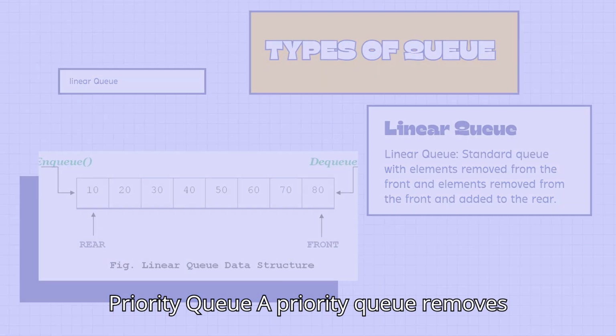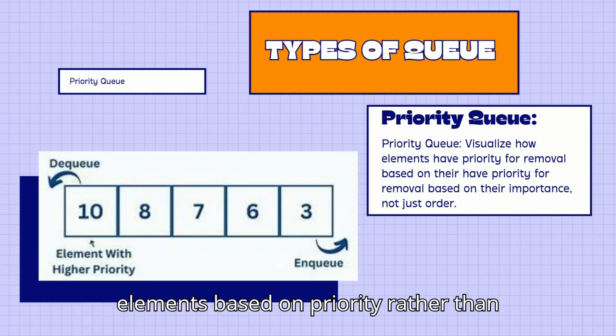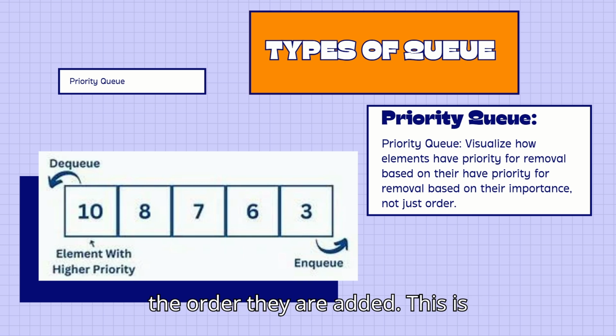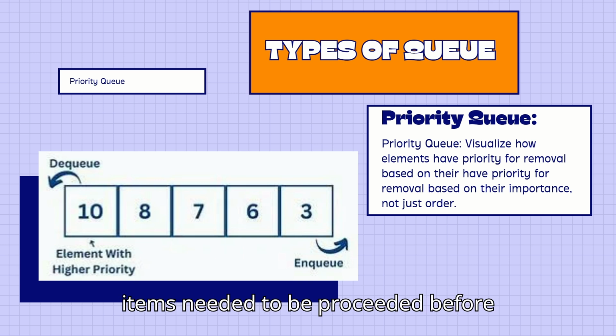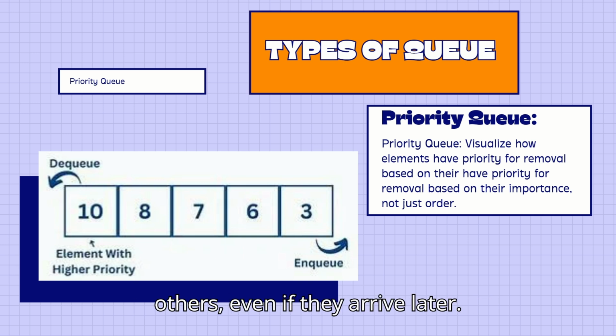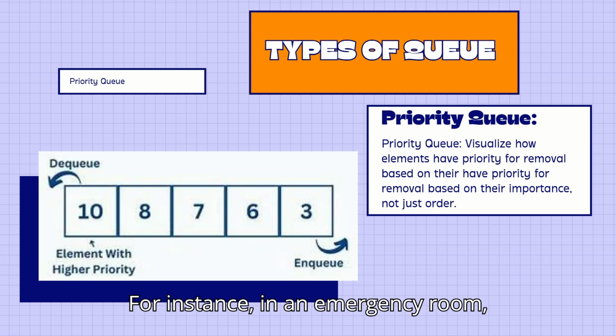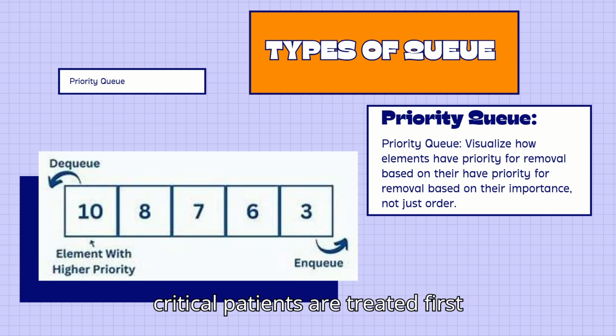Priority queue. A priority queue removes elements based on priority, rather than the order they are added. This is particularly useful when some tasks or items need to be processed before others, even if they arrive later. For instance, in an emergency room, critical patients are treated first, regardless of when they arrived.